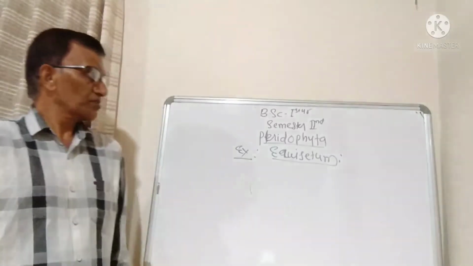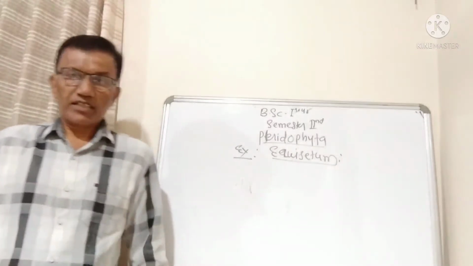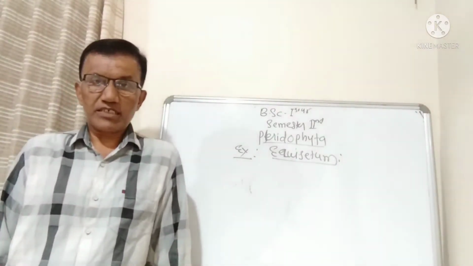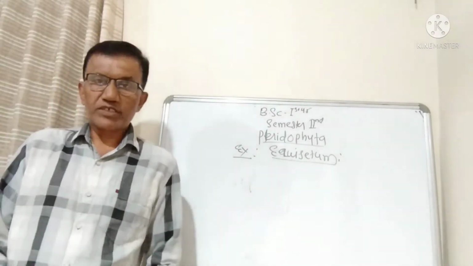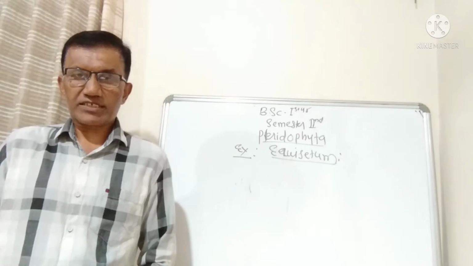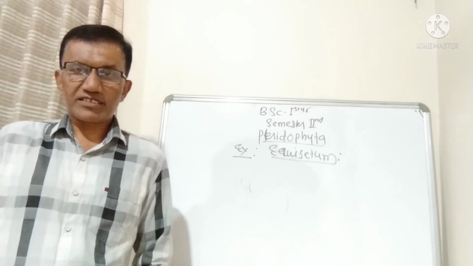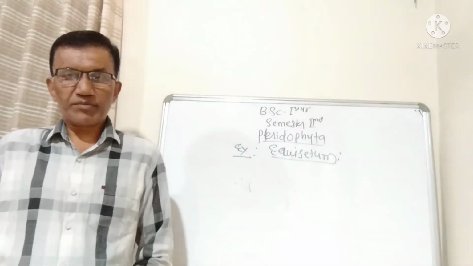So, welcome to all the BSc first year students, semester second. In the last class, we have seen the complete life cycle of Selaginella, with the different aspects regarding its external or morphological characteristics. That is root, stem, and leaf.